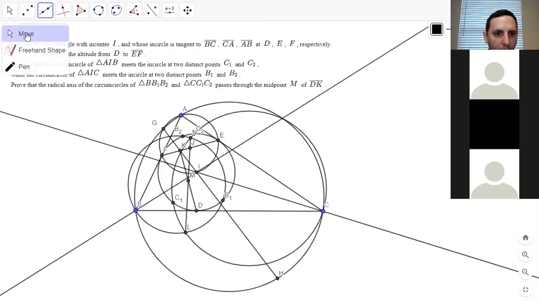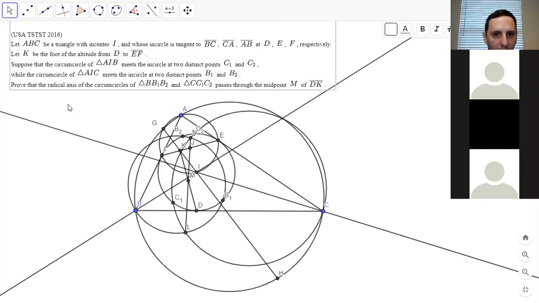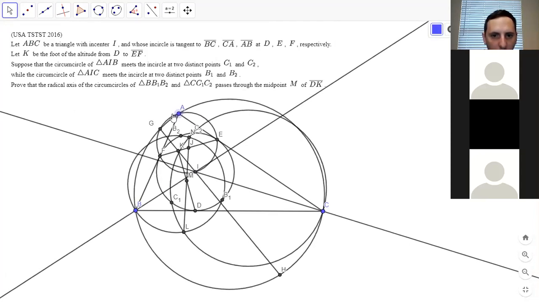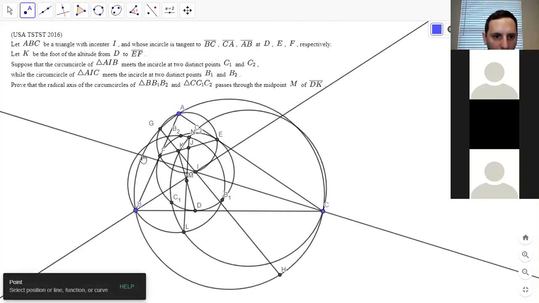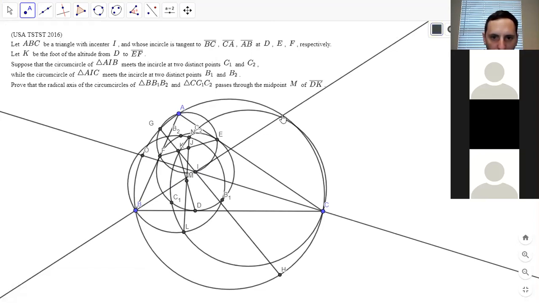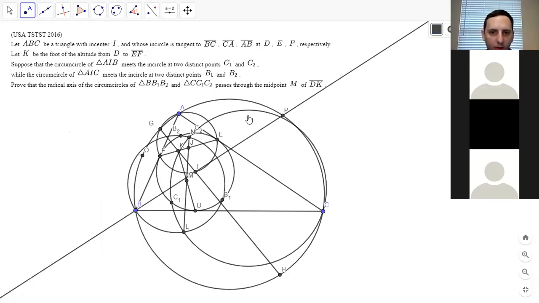All right. Let me this point and that point. So basically O is the circumcenter of B, C1, I, C2, and A, right? And same with P, right?